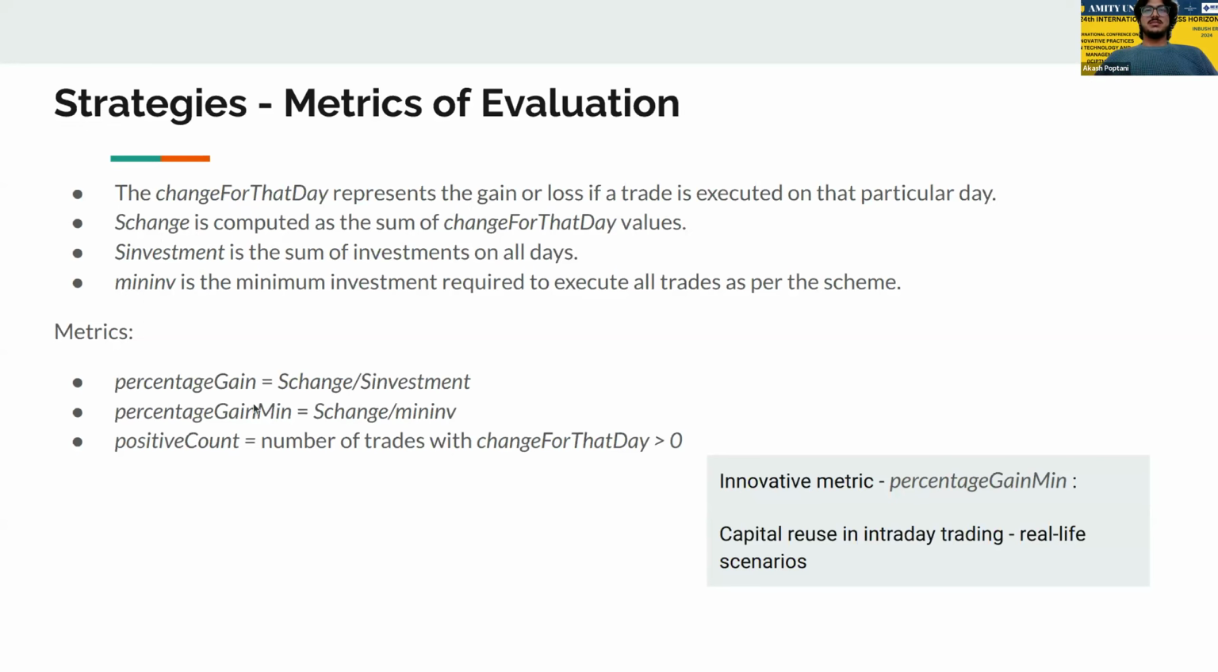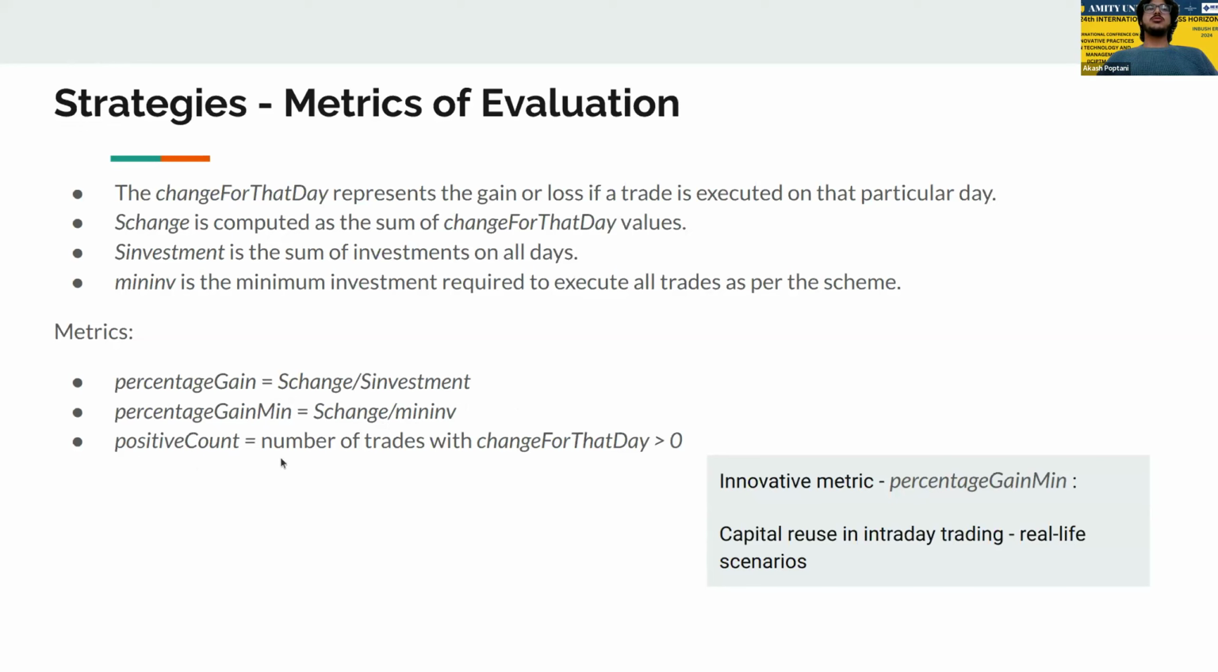So the 3 major metrics involved are: first, the sum of changes divided by the sum of investments for all the days. The second metric is the sum of changes divided by the minimum investment required to execute all the trades as per the scheme. And I believe that this is an innovative metric because this is what captures the real life scenario where capital can be reused in case of intraday trading, because it's not like we don't have the capital for the next day. If we are trading intraday, then the capital that we invest today, we'll have the same capital for the next day also. And then the third metric is the positive count.